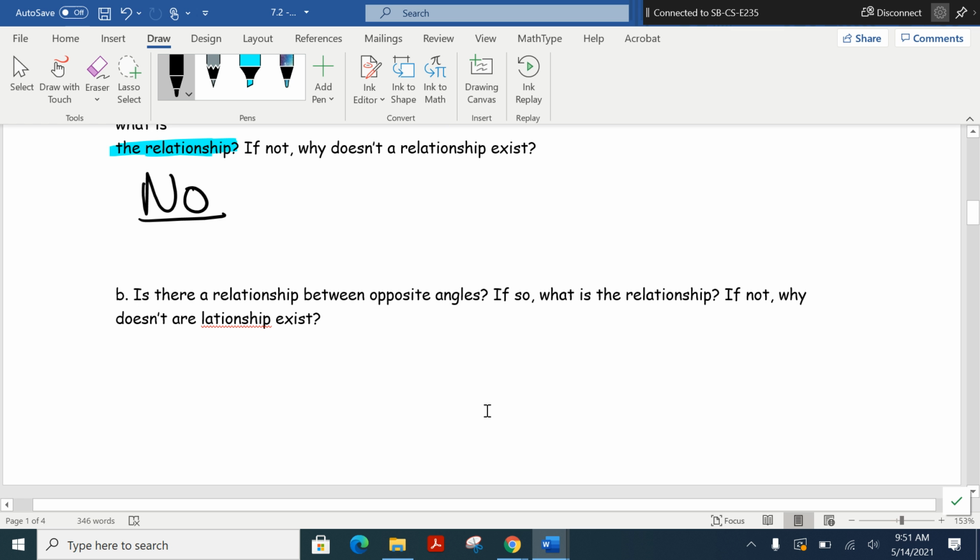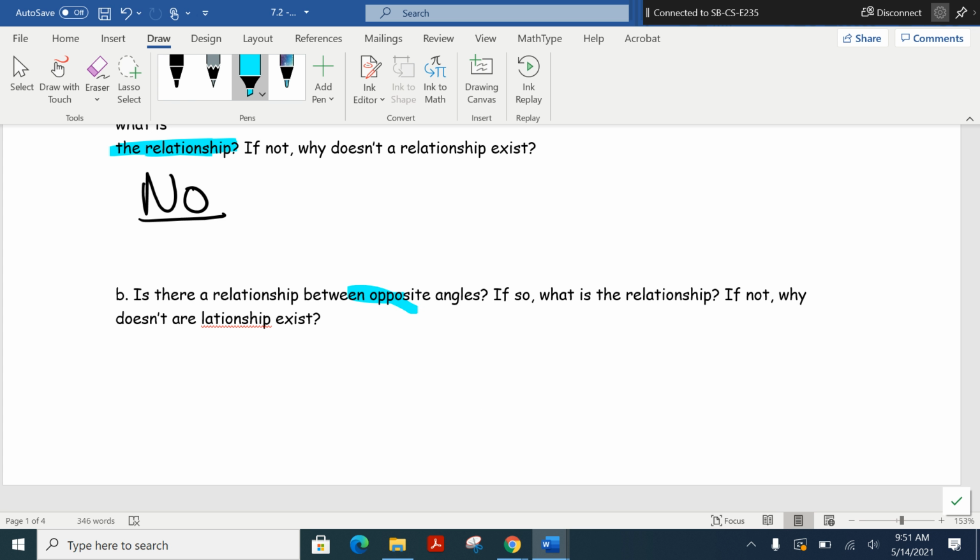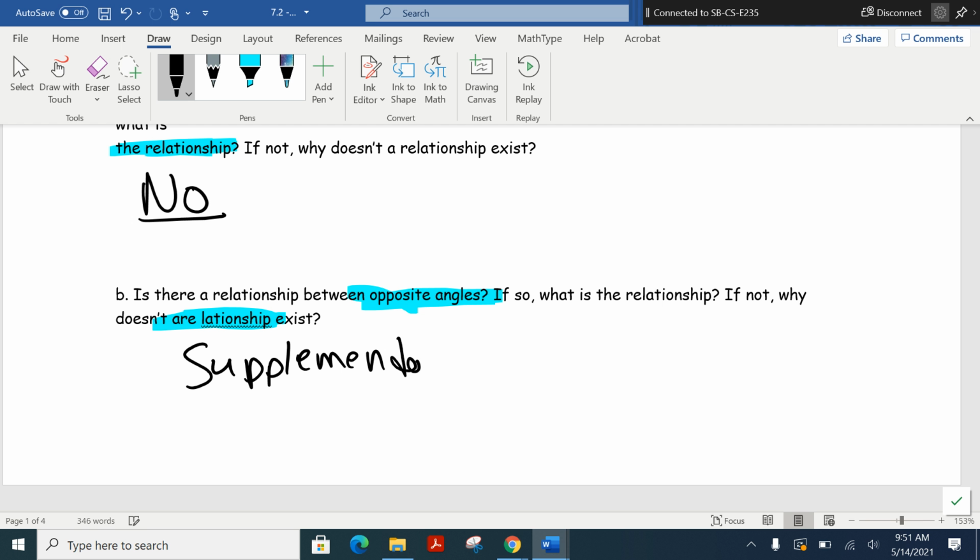However, the opposite angles, this should say relationship. Does yours say relationship? And I just erase this. What did we say that relationship was? They always added up. Yeah. So we're going to put supplementary, right? That's the word that we used before. All right. They add up to equal 180 degrees.